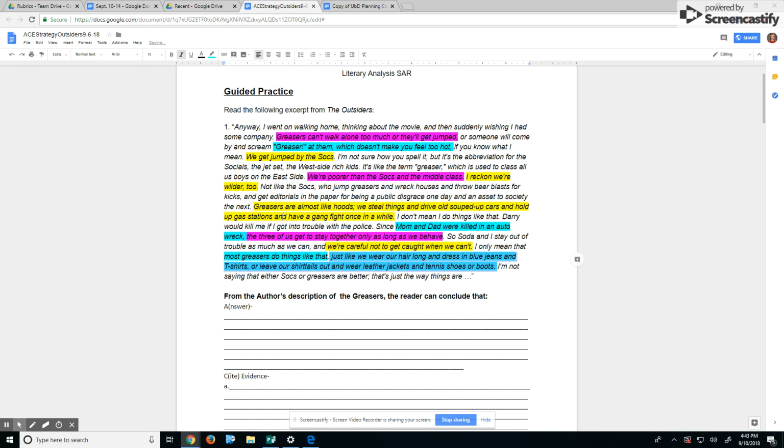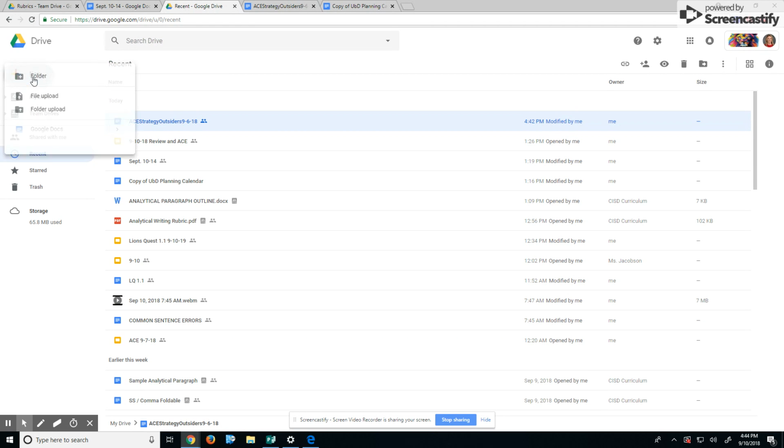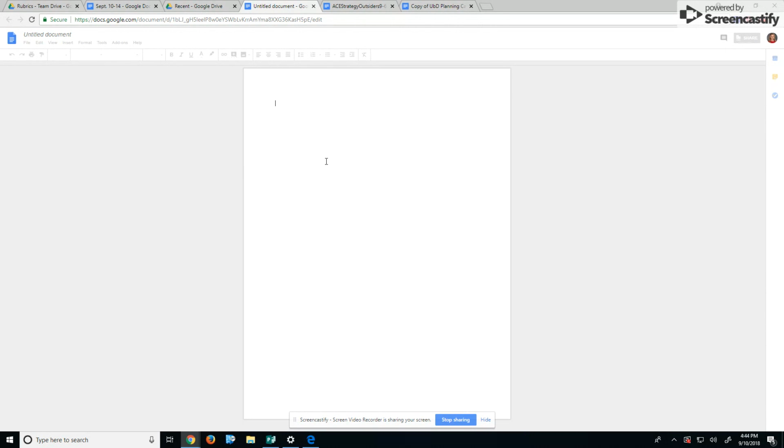"I'm not saying that socials or greasers are better. That's just the way that things are." So things are just the way they are. It sounds like he's settled into some sort of societal norm, and he doesn't feel like he can ever change his plight in life. So from the author's description of the greasers, what are some things that we can conclude? Remember we did that brainstorming today? I'm going to open up a new doc and go back over that brainstorming with you.